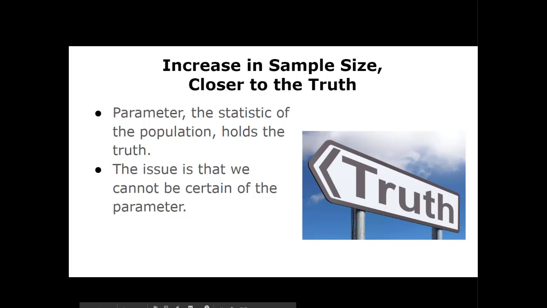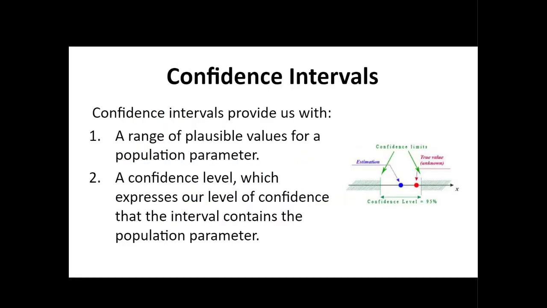Remember, the parameter is the statistic of the population. The parameter holds the truth. A lot of the times, we cannot know what the truth is because we don't have access to the whole population. So we have to take a sample and use the sample to learn about the population. We understand that because the sample is just a small piece of the population, we will have some level of error. In order to try to account for that error, a confidence interval allows us to provide a range of plausible values for the population parameter.